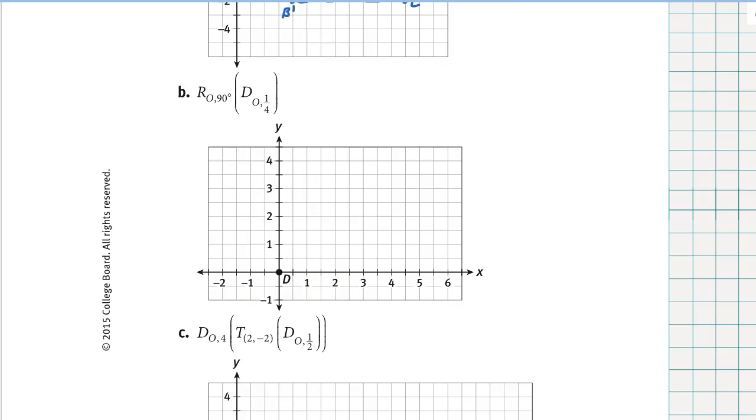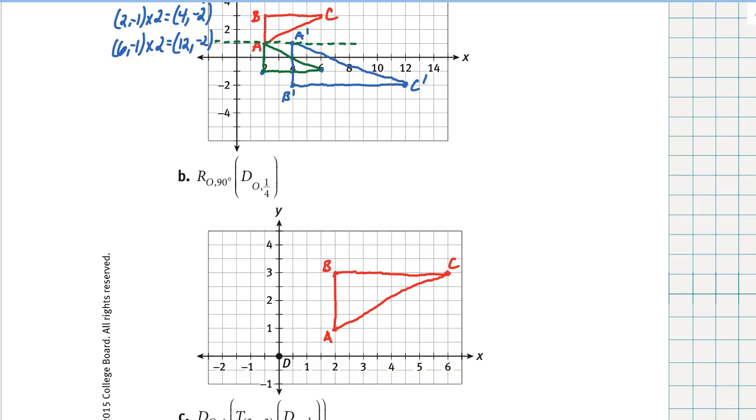Next, let's do question B. Remember that the first thing we have to do is draw the original triangle ABC in the correct location. Here's triangle ABC. This is the same triangle that we did in the last drawing, except the scale on our axis lines is a little bit different, and that's why this triangle looks different than that last red triangle. I'll pause the video for you to correct your triangle if you need to.